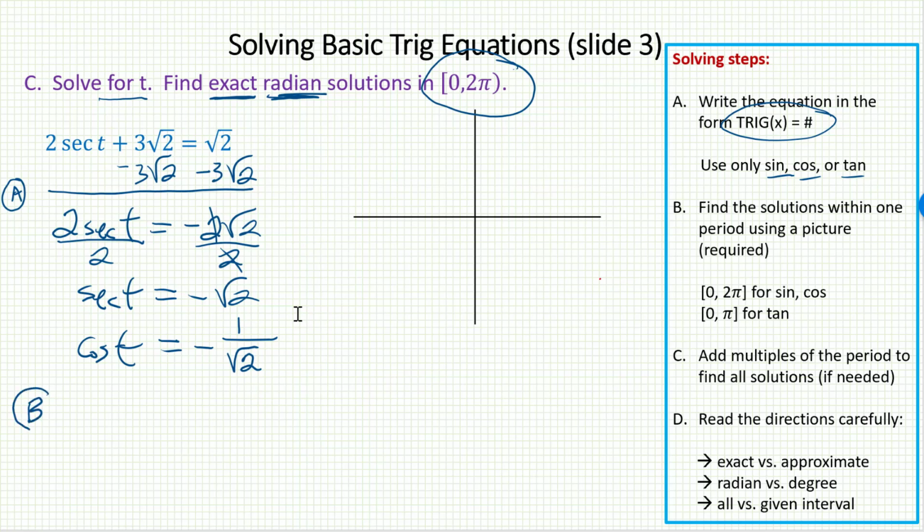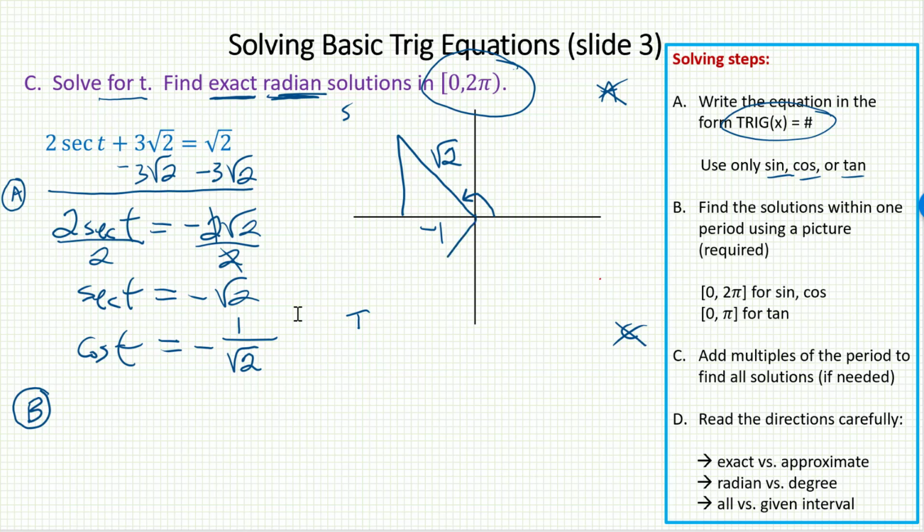I need to find all the solutions to that equation within one period. All students take calculus. Where can the cosine ratio be negative? Not here and not here. It's negative in quadrants 2 and 3. So that's where my picture is going to be. I have a second quadrant angle, so this angle right here, with a cosine ratio of negative 1 over root 2. Cosine is adjacent over hypotenuse.